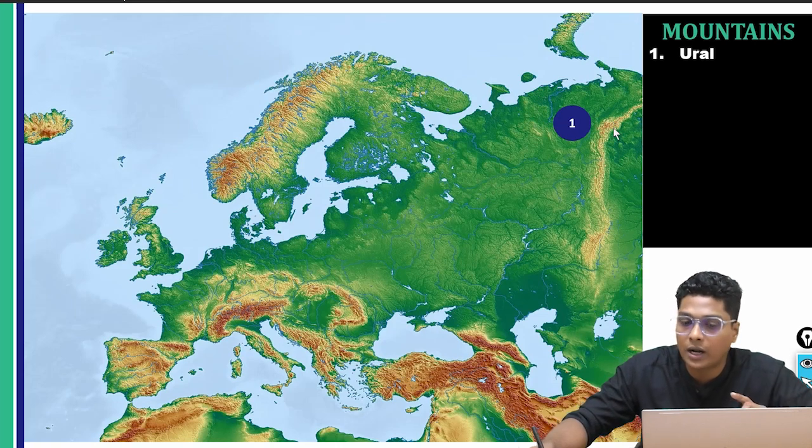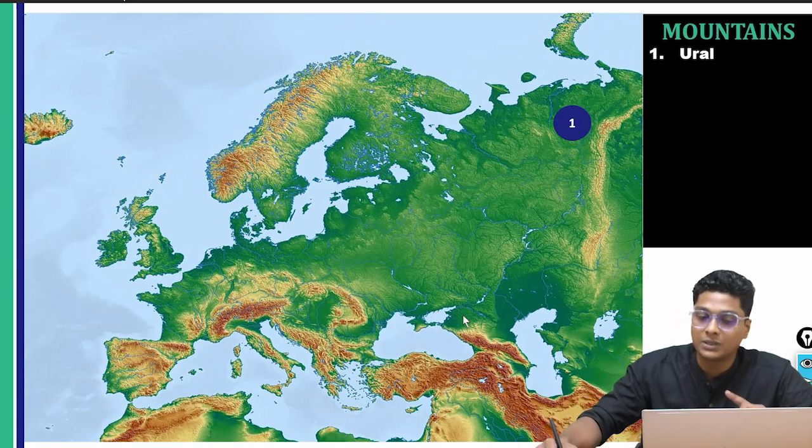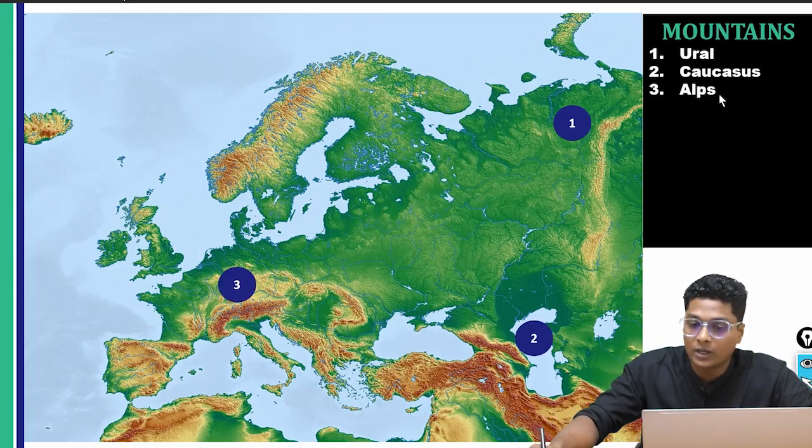The first one is the Ural Mountains. The second one here, try to remember the name. What is it? Caucasus Mountain, right? And the peak here in the Caucasus Mountain is Mount Elbrus. And the third one is the Alps Mountain here. This is this brown color. This is the Alps Mountain.